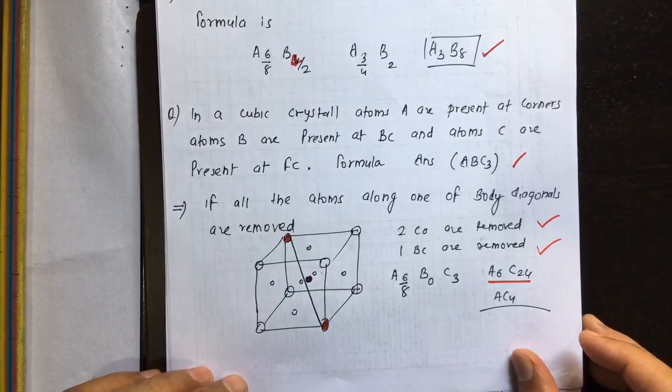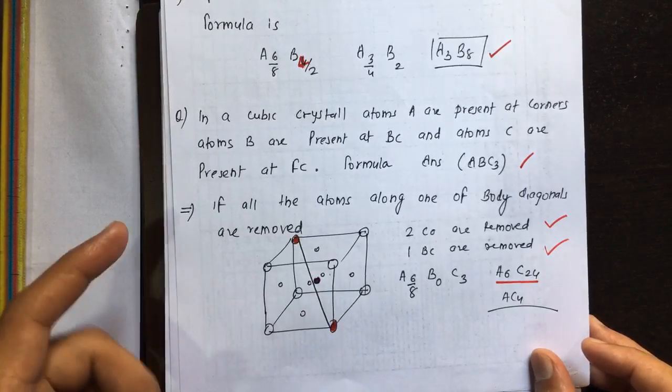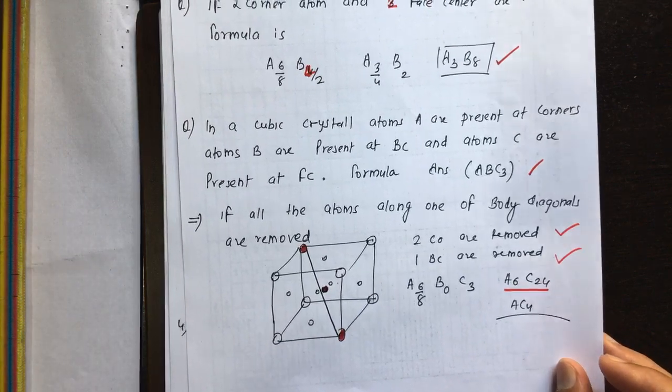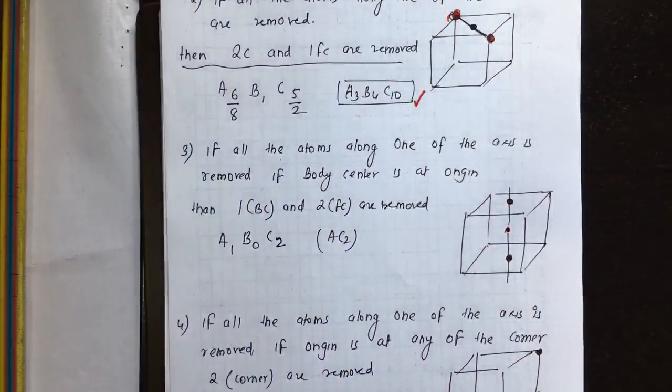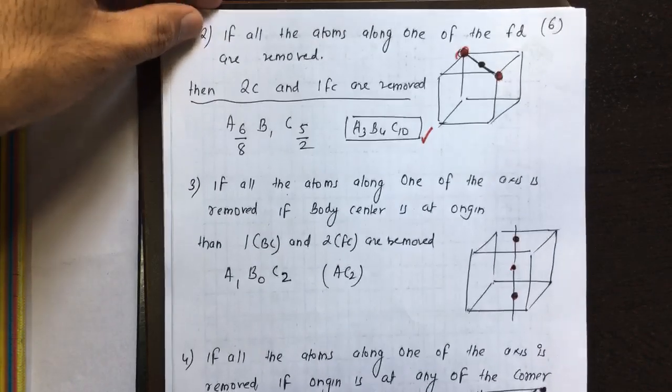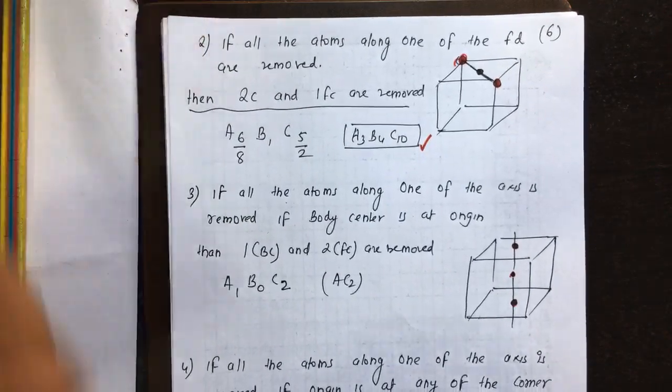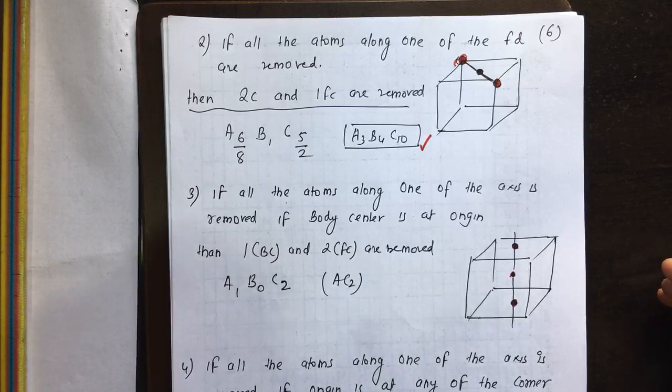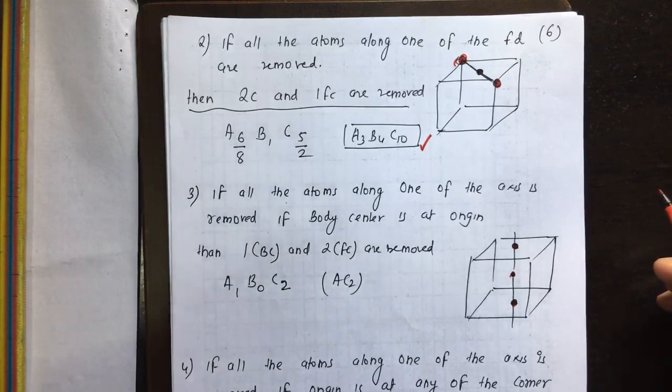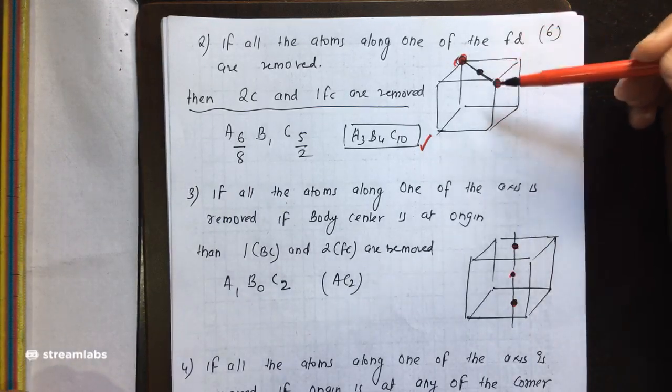Again, more questions we'll do right from here. Again, with respect to this particular question only, deviations we are talking about. If all the atoms along one of the face diagonals are removed, then what will be the formula?